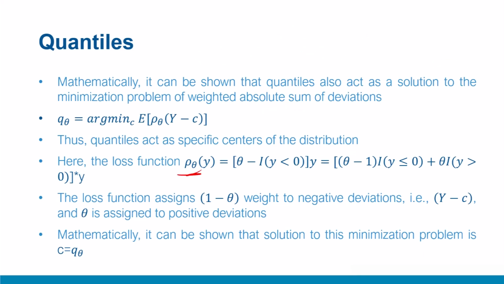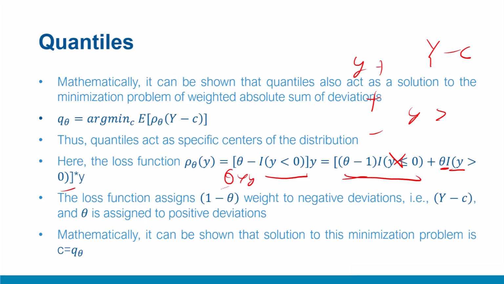So we define our typical loss function rho theta of y as this: theta minus the indicator function, multiplied by y, where the indicator function takes a value of 1 when y is less than or equal to 0 and 0 when it is positive. Effectively, what is happening, you can think of y as the deviations from the center. Some values would be positive and some values would be negative. Now I can expand this like this, where in this particular form, if y values are greater than 0, then this will be 0 and you'll have only theta. This value will be 1. So you'll have theta into y, where theta is positive, y is positive.